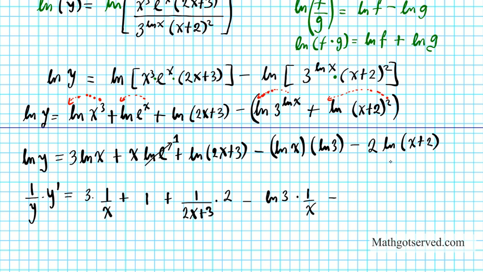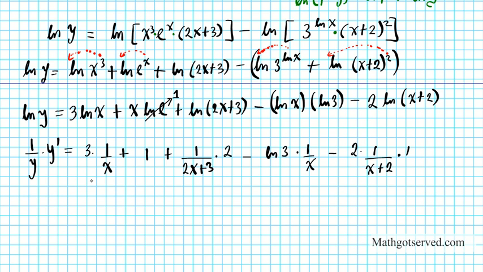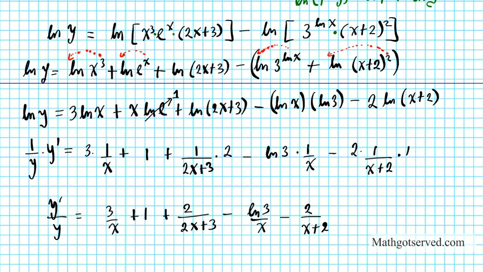Minus, factor out the 2, the derivative of ln of x plus 2, we use the chain rule again, 1 over x plus 2. And the derivative of x plus 2 is just 1. You see how easy that was to differentiate? So after rewriting it, you can differentiate it in a snap. So let's just dress it up. We have y prime over y equals ln 3 over x, plus 1, plus 2 over 2x plus 3, minus 1 over x, minus 2 over x plus 2.